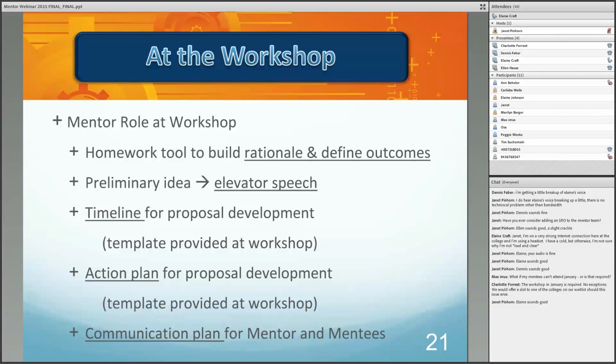One of the greatest challenges for any mentor is connecting with your teams on a regular basis. This challenge can often be addressed by having a clear communication plan that includes commitments by both the mentor and the mentees to meet regularly and on a set schedule. At the workshop and beyond, your job is to guide your team's work to develop a very clear statement that addresses the fundamental proposal development questions.